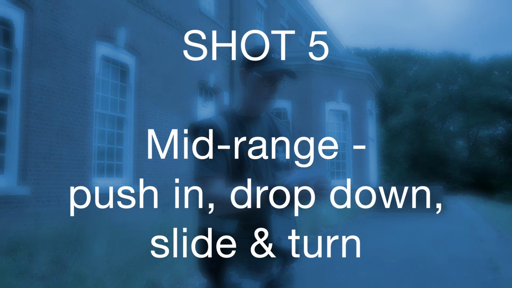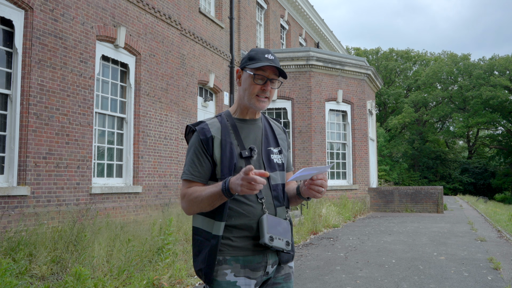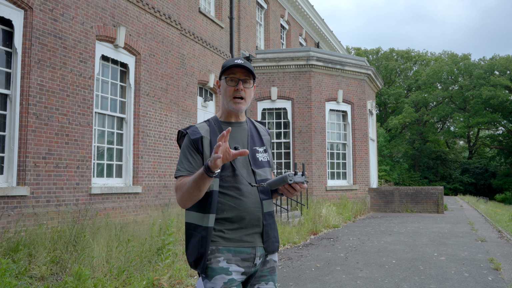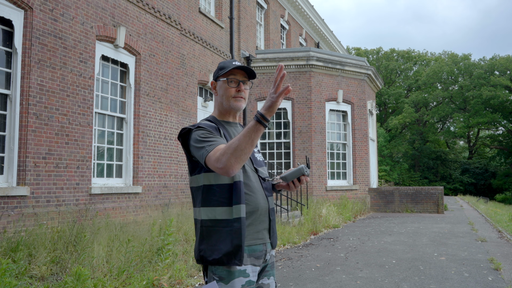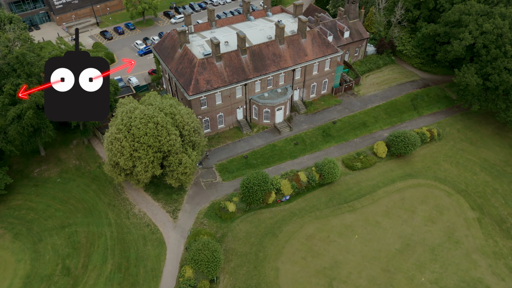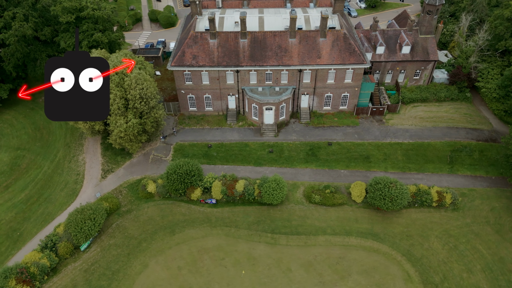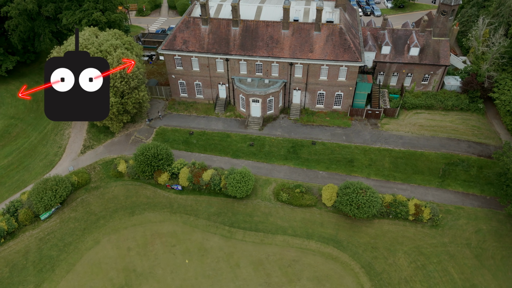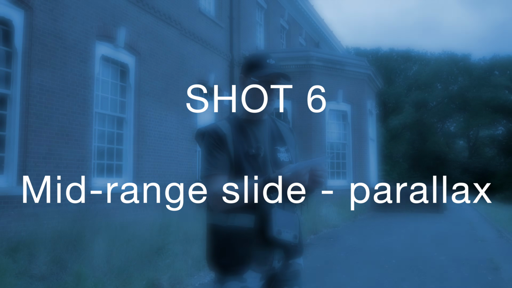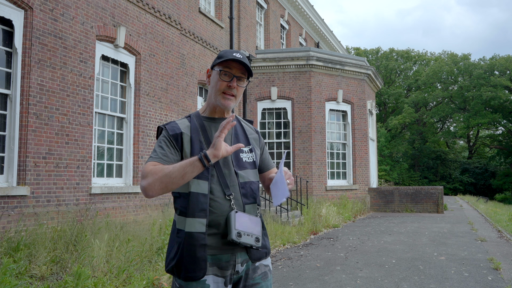Then we've got a mid-range push in, drop down, slide and a turn. I'm going to start at high up, 45 degrees away from the building, as you can see here. So it's almost like I'm going to spiral in very slowly. Then a mid-range slide. Now this is good to do a parallax so you've got something in the foreground.